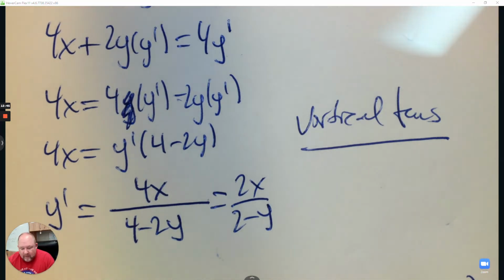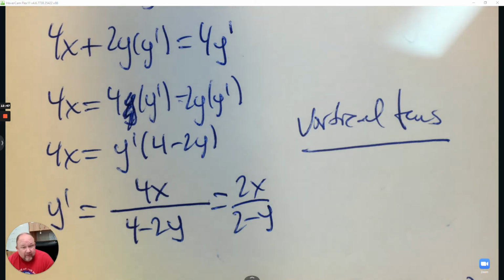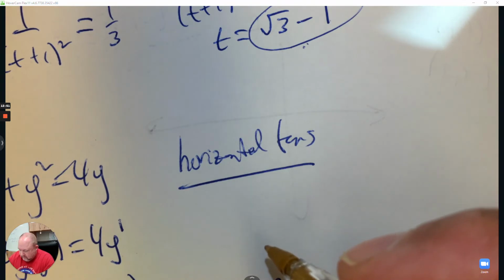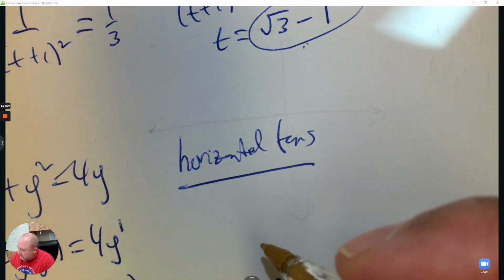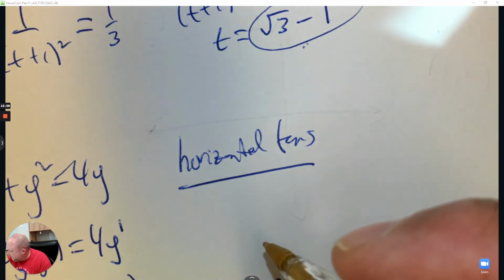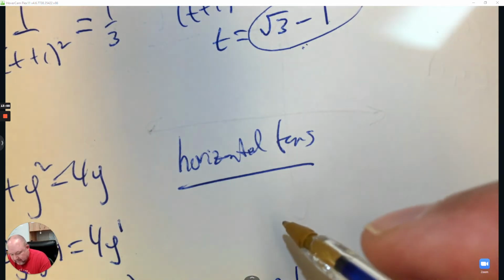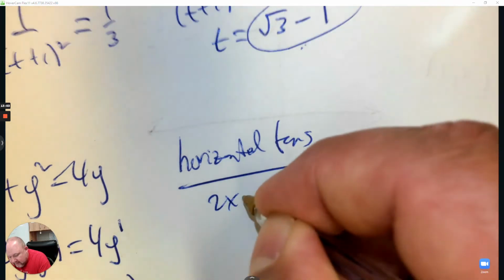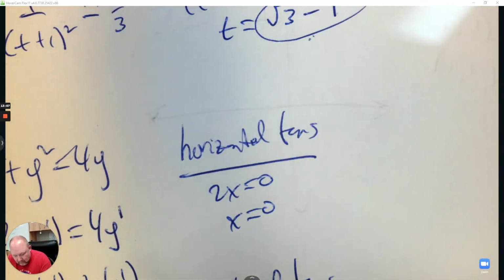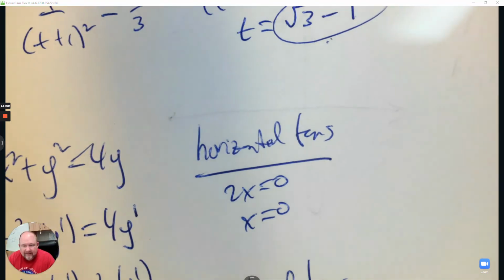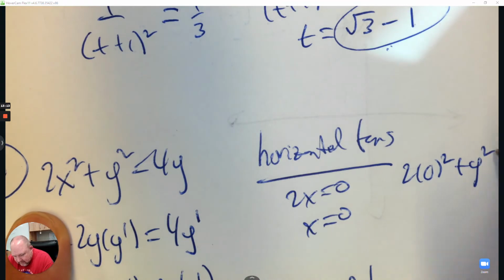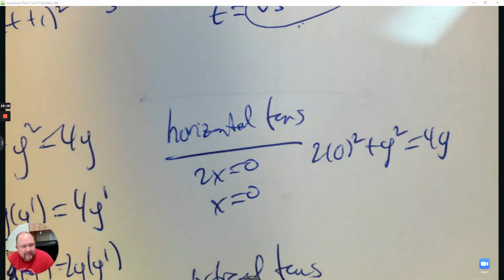Next, to find the horizontal tangents, it's the numerator. It's when the slope is 0. So when x equals 0, do I need to find the points at that one? Yeah, find the points. So if I take the numerator equal to 0, I can see it's when x equals 0 that the whole slope is 0. Go back into the equation to find the y coordinate. So plug in 0 for x and then solve for y.